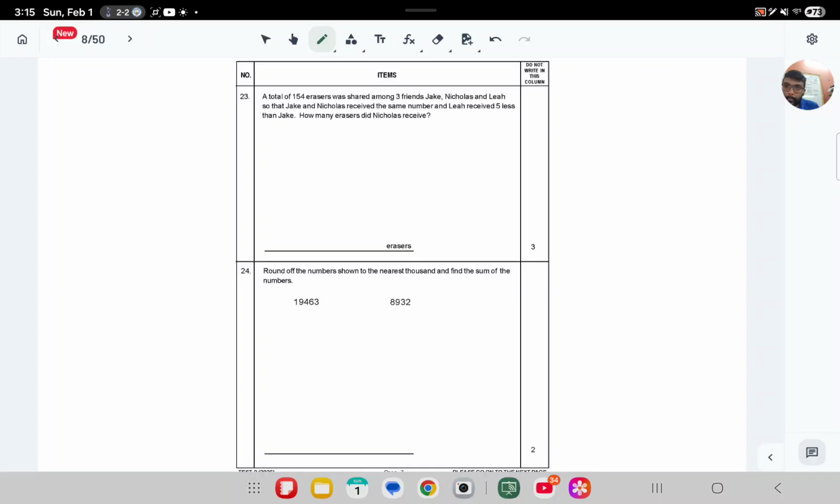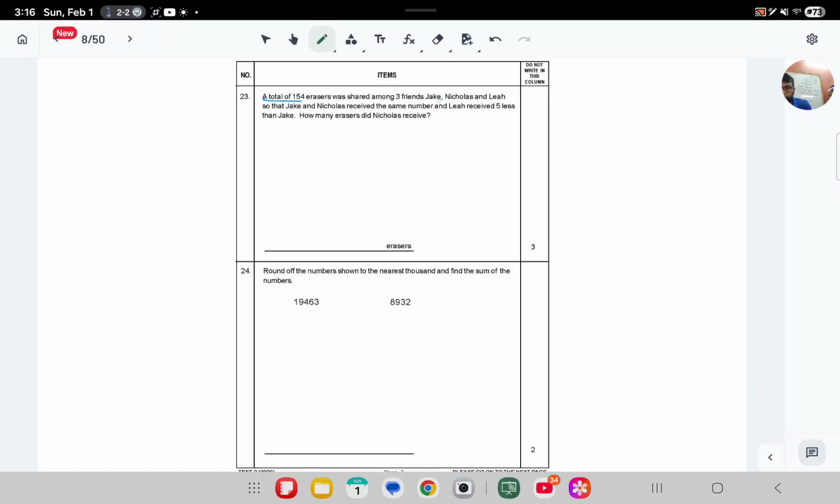Number 23, a total of 154 erasers were shared among three friends Jake, Nicholas, and Leah, so that Jake and Nicholas received the same number and Leah received 5 less than Jake. Alright, how many erasers did Nicholas receive? So they gave us the total, and then they gave you how it was shared. It was shared unequally, so we use unequal share.